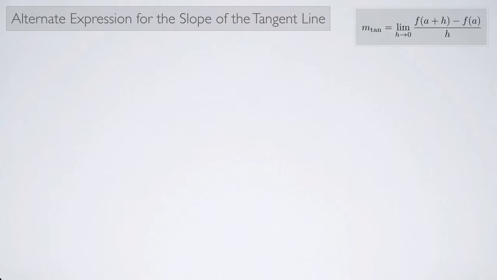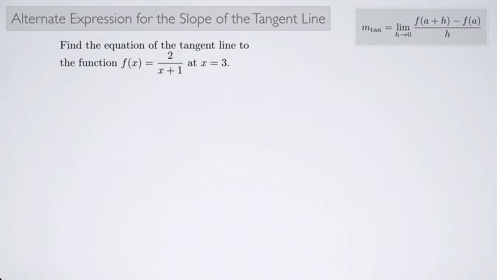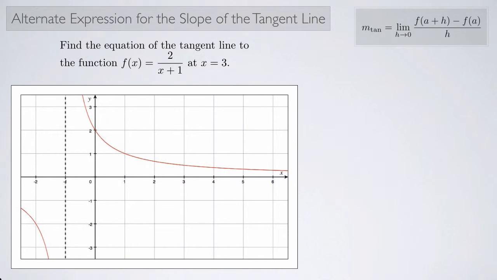Let's look at an example. So here's the equation for the tangent line. Now this is our alternate expression for the slope of the tangent line, I should say. And then we want to find the equation of the tangent line to the function f of x equals 2 over x plus 1 at x equals 3. So here's a graph of this function. It has an asymptote when x is negative 1, a vertical asymptote. And we're looking at the tangent line right here. So we want to find the tangent line at this point.